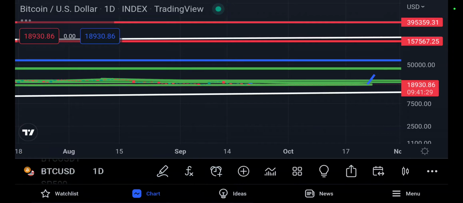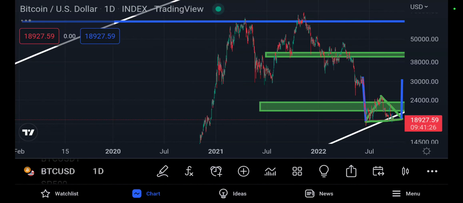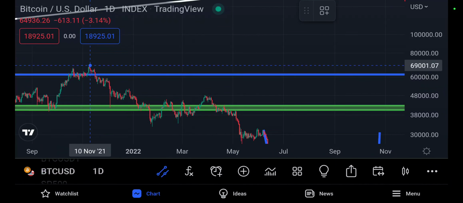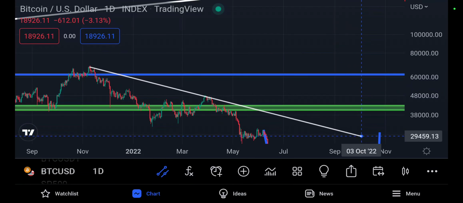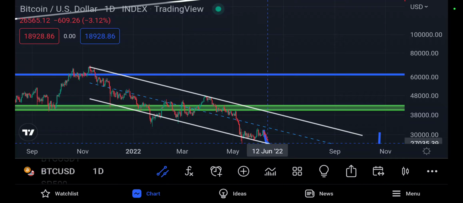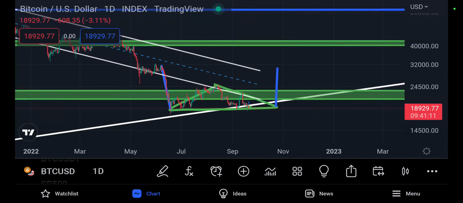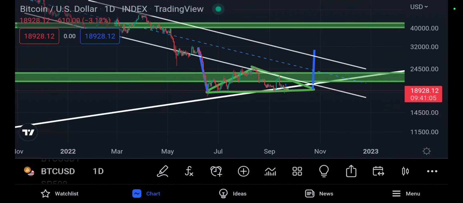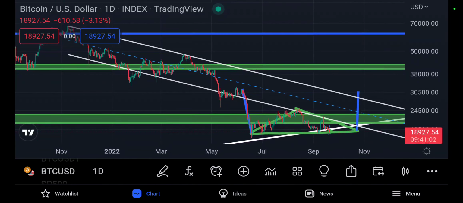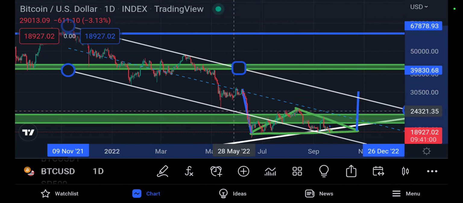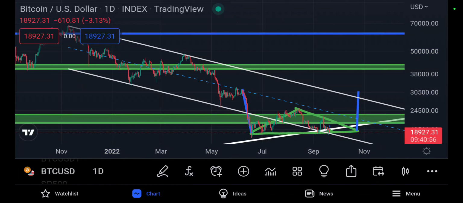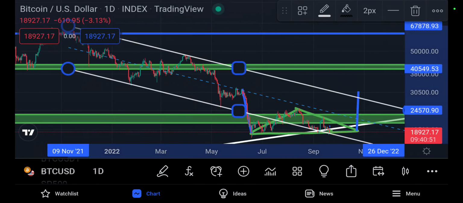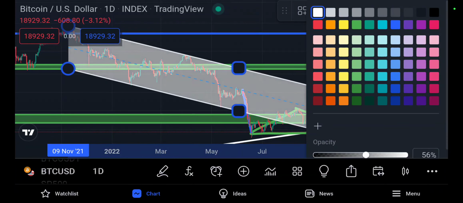Let me see. I could do this. Make a parallel channel. Bring this down. Look at that. It pretty much maps out perfectly. Even though we had this little period where we were underneath this channel, it pretty much maps out perfectly, if you really look at it.